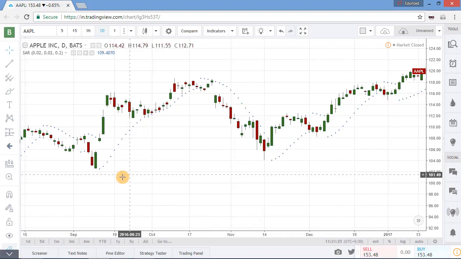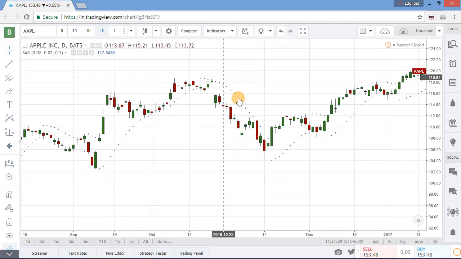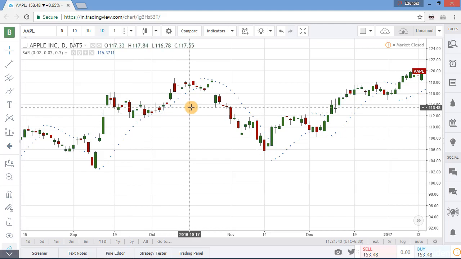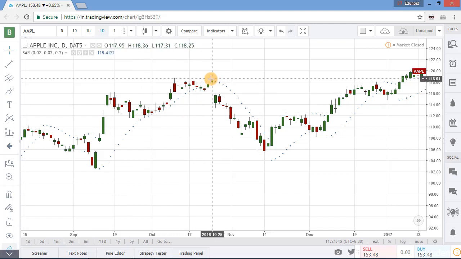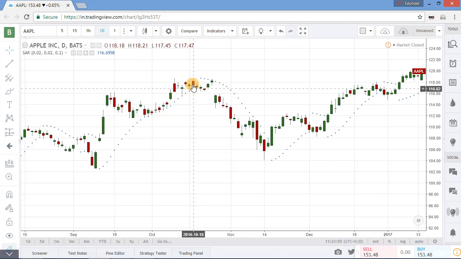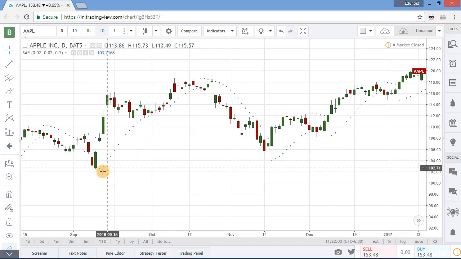In this chart you can see there are some dots below the candle and above the candle. So if the dot is below the candle, this is a bullish candle and we get a buy signal. And if the dot is above the candle, we get a sell signal. When the dot changes its direction, see here the dots are below the candle and now the dots change direction from below to above, so it is a signal of trend reversal.